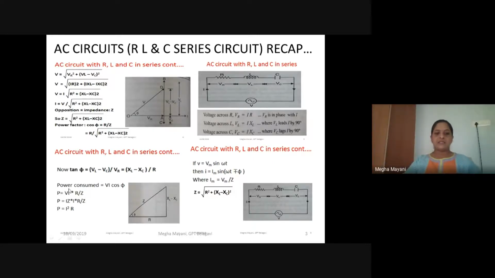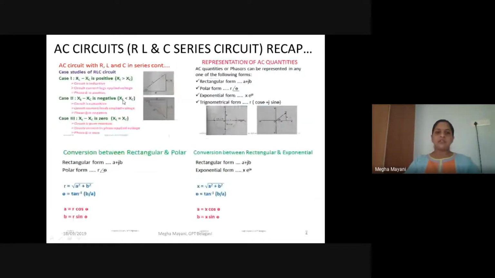Other than that, we have also seen the power consumed by a series RLC circuit, which is given by VI cos phi, and the expression for circuit current can be expressed as I is equal to Im sin of (omega t minus or plus phi), given applied voltage is V is equal to Vm sin omega t. So friends, enough time was spent deriving the expressions, analyzing the phasor diagrams, and also the series circuit. We have also gone through the case studies along with the simulations on Multisim.